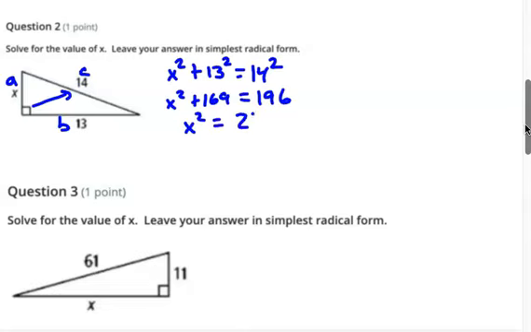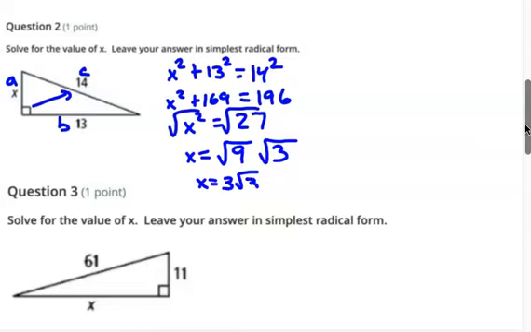And we get x squared equals 27, after you subtract 169 from both sides. We take the square root. The square root of 27 is not a perfect square, so we look for a perfect square that goes into 27. That's 9 and 3. Since the square root of 9 is 3, our answer is 3 times the square root of 3.